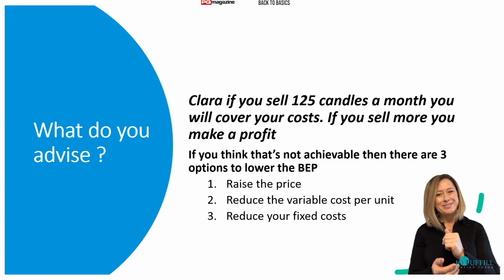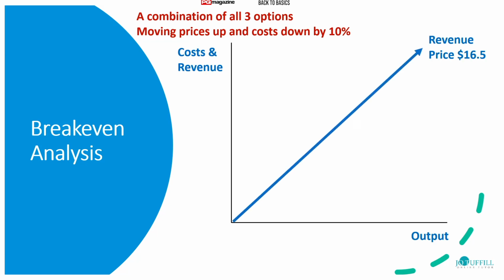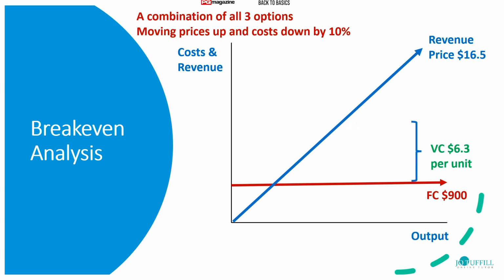Let's have a look at that now. So let's have a look at doing a combination of all three options, moving prices up and costs down by 10%. The revenue line would now look steeper as the prices increased by 10% to $16.50. The fixed cost line would move down by 10% to $900. And then if we add a variable cost now of $6.30, which is 10% less than the 7, this now means the total cost line is shallower, and therefore the break-even point is now lower.